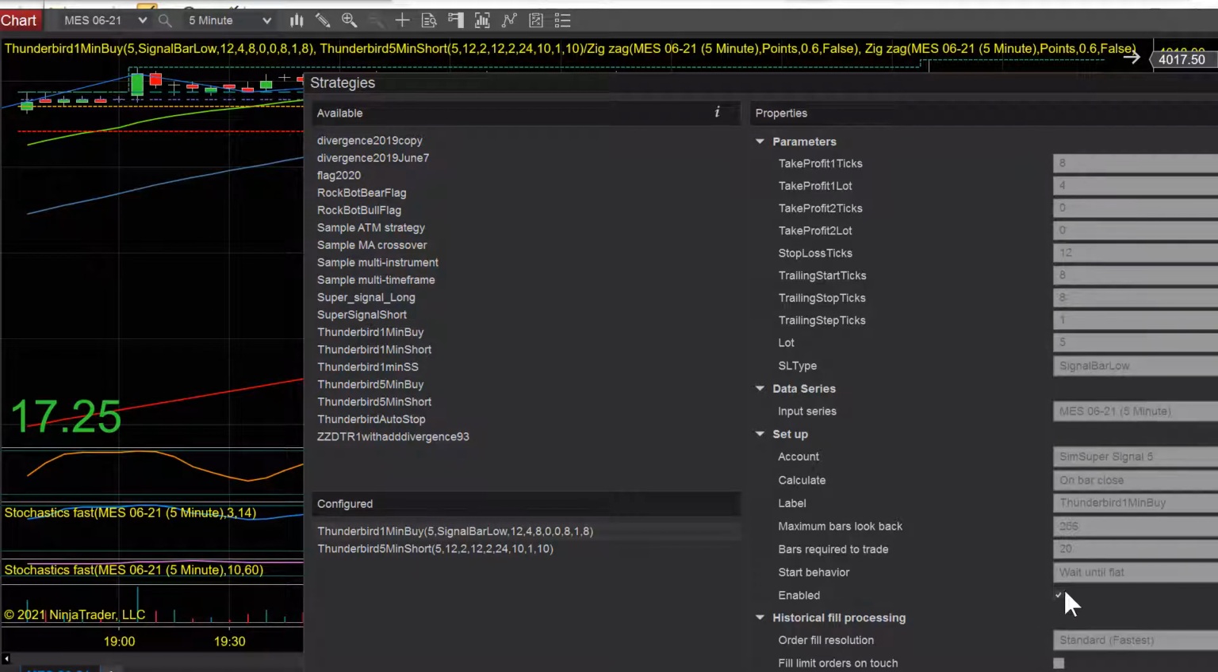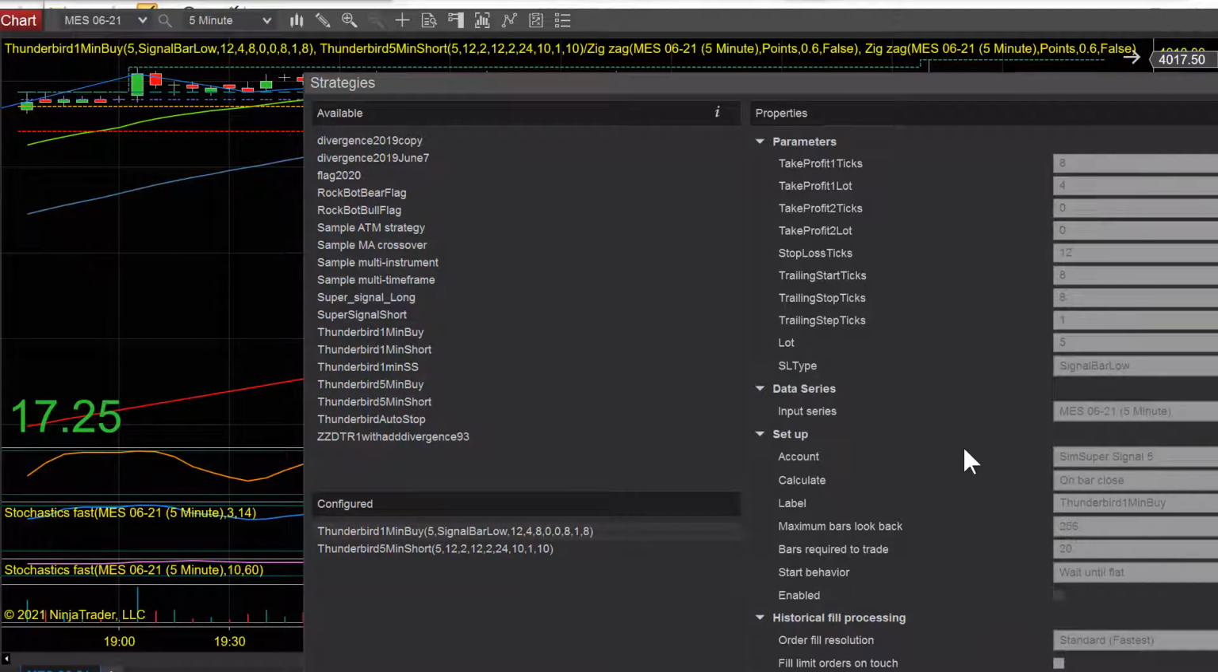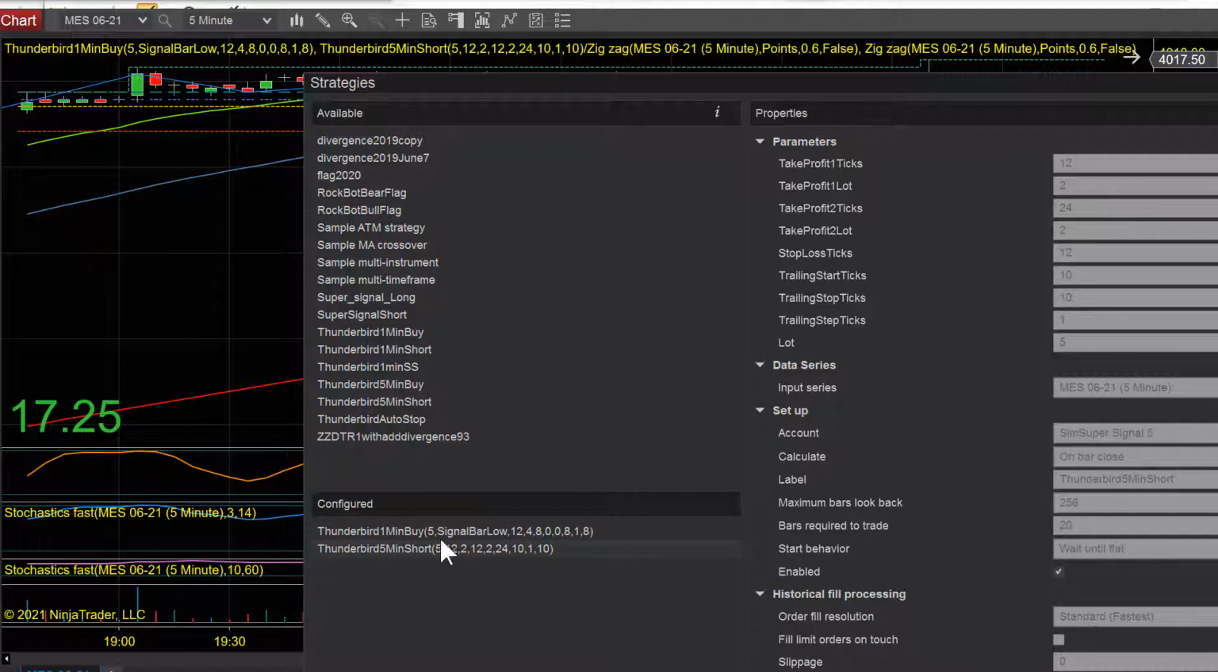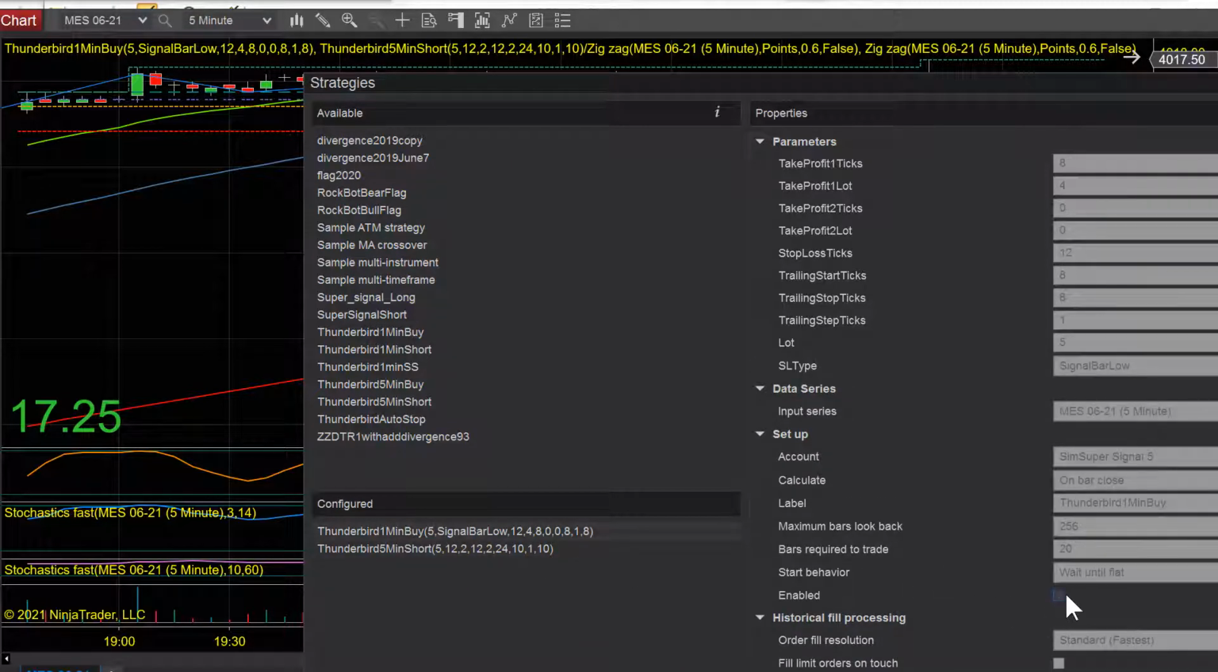The parameters on that, I just left them the way they are for now because I just want to identify if it's pulling out some good short divergences. See, I'm more of a long trader at this point in the market, so I'm not usually using my short divergence indicator as much. But let's see. That's the short. That's the buy. What's the buy long? Let me make sure that's on.